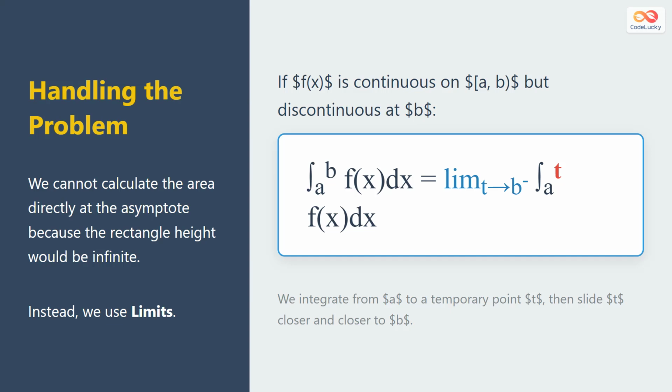To solve this, we use limits. If the problem is at point b, we back off slightly. We integrate from a to a temporary point t, where t is just a little bit less than b. This integral is perfectly fine to calculate. Then, once we have that result, we take the limit as t approaches b from the left.